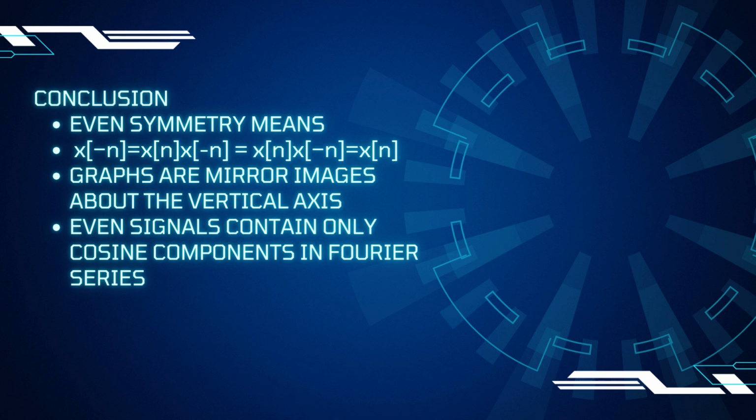In Fourier analysis, even symmetric signals contain only cosine terms because the cosine is an even function while the sine is an odd function that cancels out. This makes even symmetry very helpful when simplifying signals or analyzing frequency components.